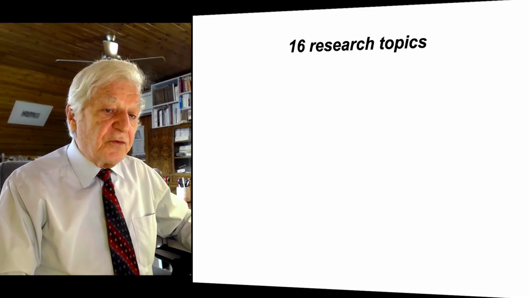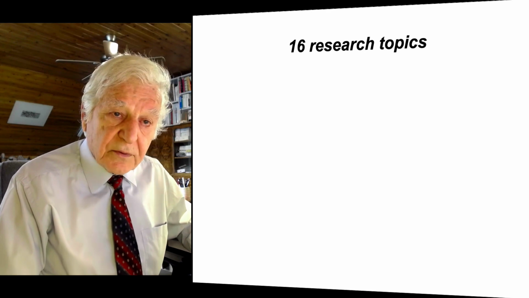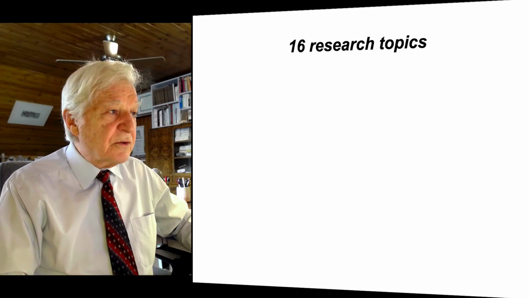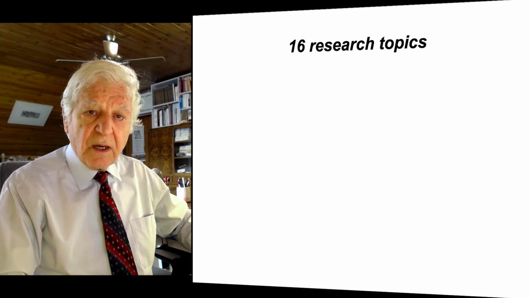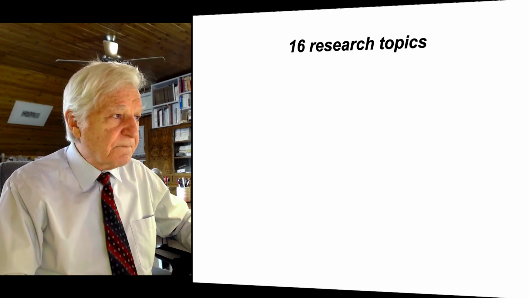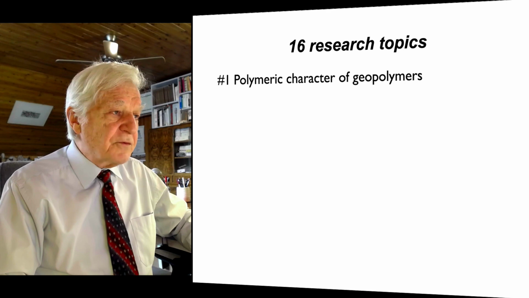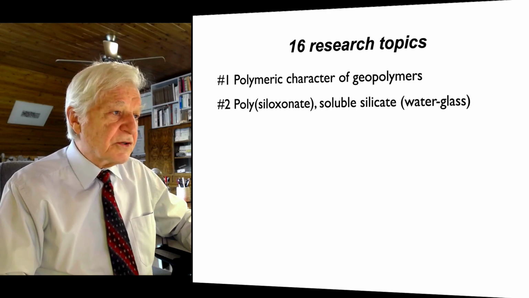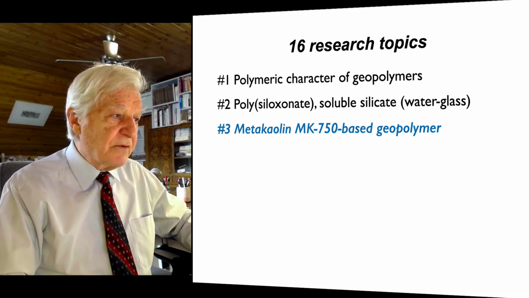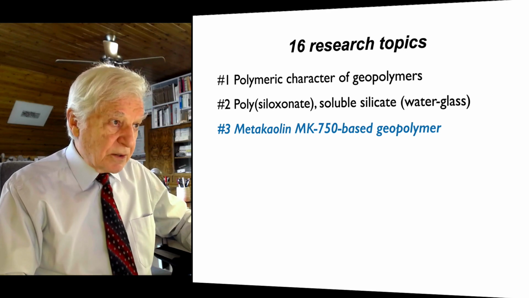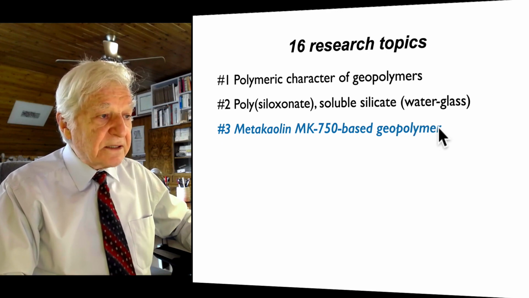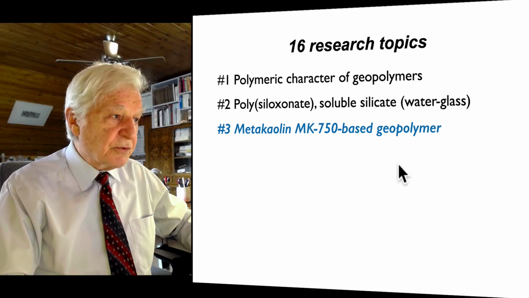At the beginning of the first Geopolymer camp, 11 years ago, I listed the various research topics that had to be carried out in order to progress in geopolymer science. First, polymeric character of geopolymer. Number 2, polysiloxanate, that are the soluble silicates. Number 3, Metakaolin MK750-based geopolymer. And you see that this one is in blue. The ones that are in blue means that they will be discussed during this keynote.